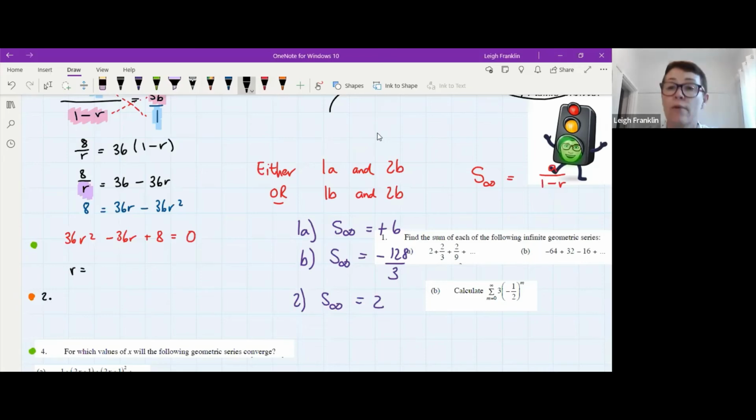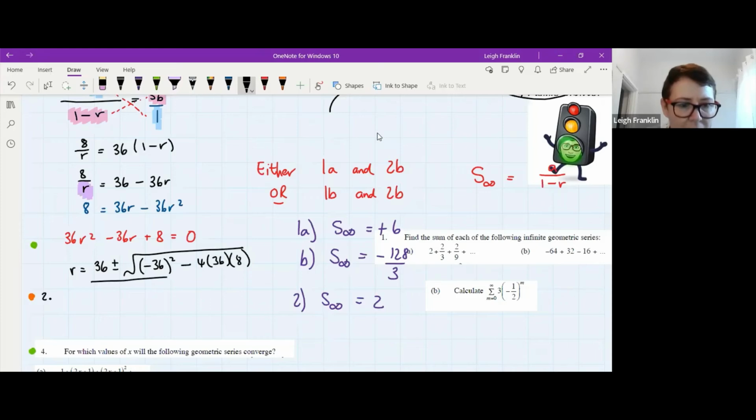So I'm going to write r equals, not x equals, r equals negative b. So that will end up being, oopsie, not negative, it will end up being positive. Let me just get rid of that. So negative b, so that will be positive 36 plus minus the square root of negative 36 squared. Very important that you put the b inside brackets. Minus 4ac. Okay, and that is all going to be over 2a.